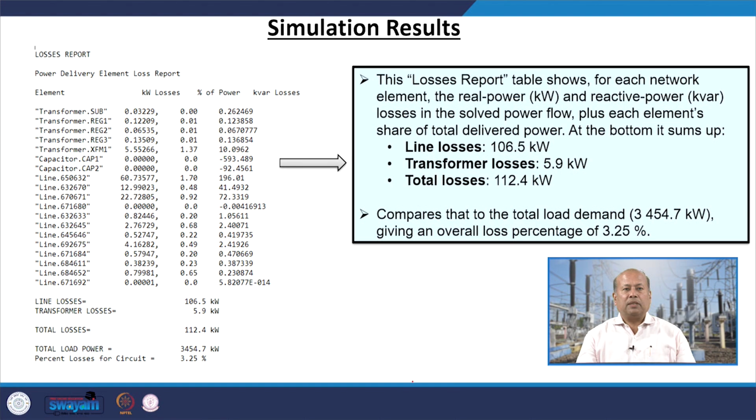Now, these are the simulation results. As we obtain, this losses report table shows for each network element the real power in kilowatt and reactive power in kVAR losses in the solved power flow, plus each element's share of total delivered power. At the bottom, it sums up line losses, transformer losses and the total losses. It compares that to the total load demand of 3454.7 kilowatt, giving an overall loss percentage of 3.25%.